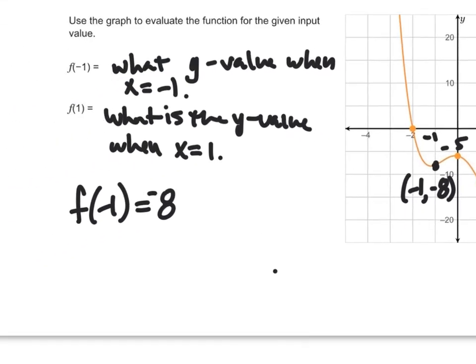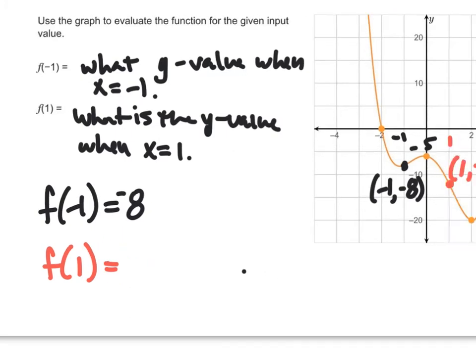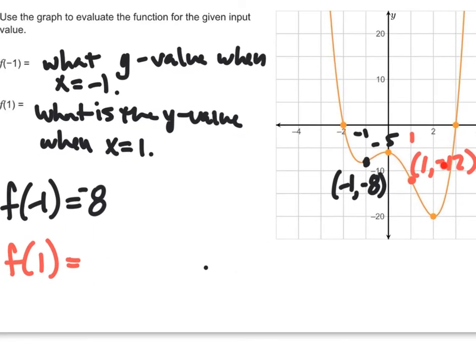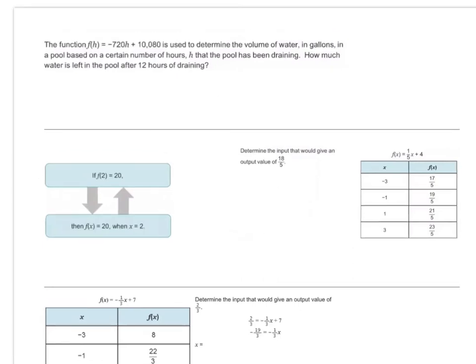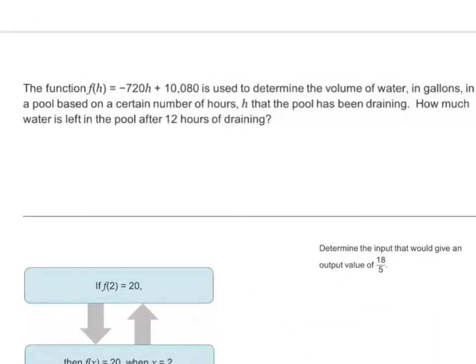So what I would want to write then is if I said what's f of 1, okay, when x is 1, what's the y value? Okay, and the y value is -12. Okay, and that's it. Okay, moving on, let's take a look at this next question.